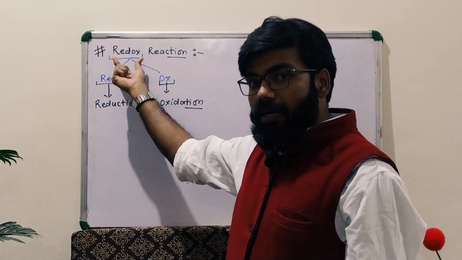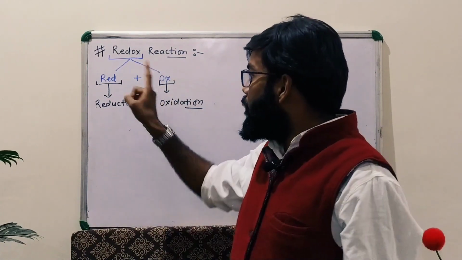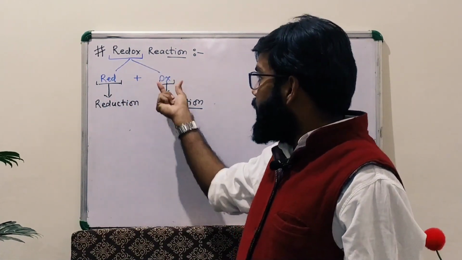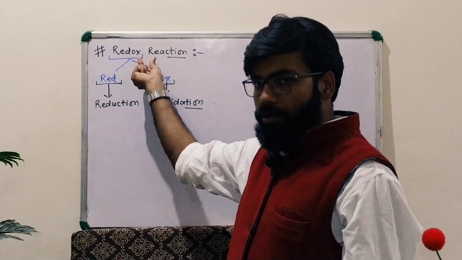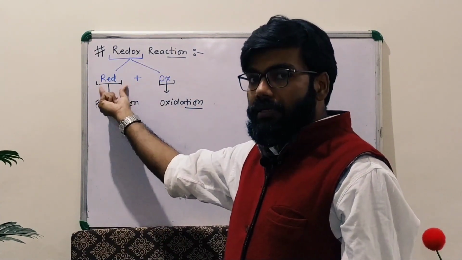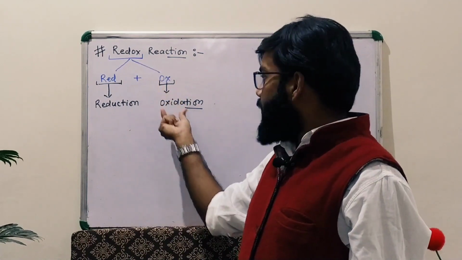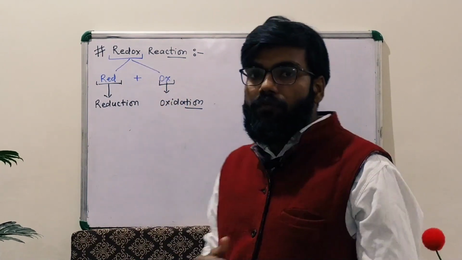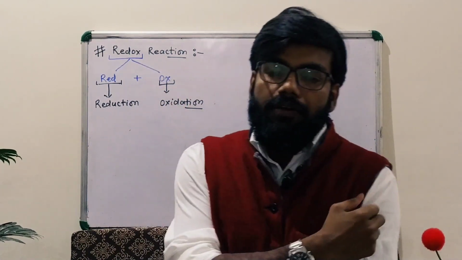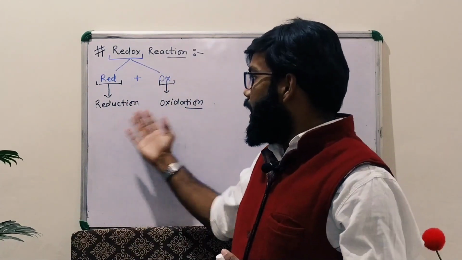The word redox consists of two parts. One is red, another part is ox. Red part stands for reduction and ox part stands for oxidation. So for understanding redox reaction, first of all we will understand what is meant by reduction and oxidation.